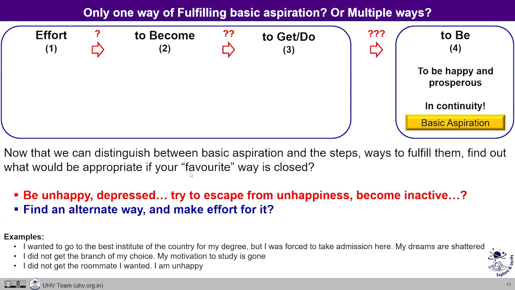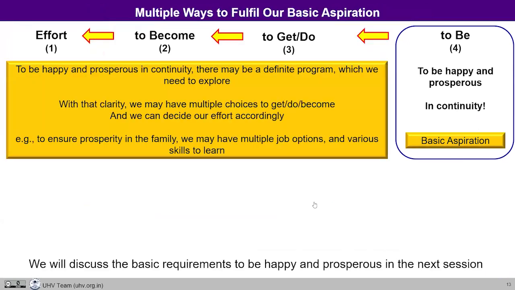So what will you do if your favorite way is closed? Be unhappy, depressed, try to escape from unhappiness, become inactive, or find an alternative way and make effort for it. This is something that we can ask the students. This could be one way as we propose here, and we can discuss the basic requirements to be happy and prosperous in the next session.